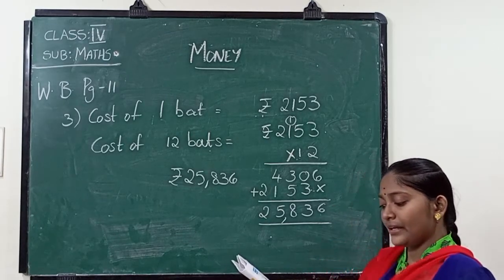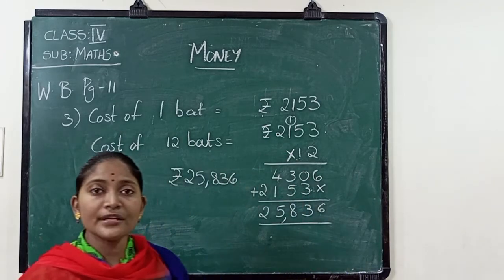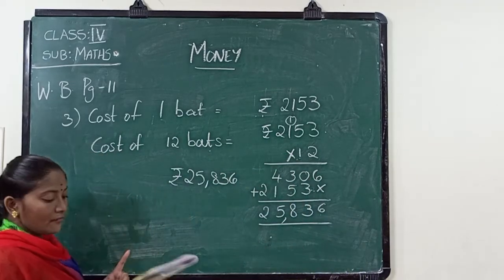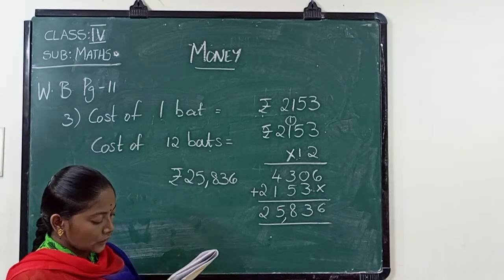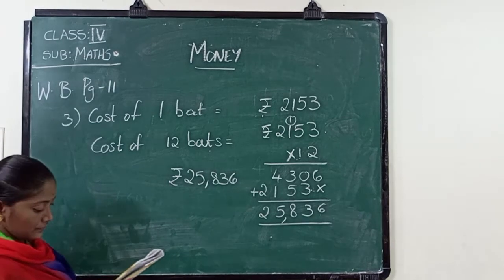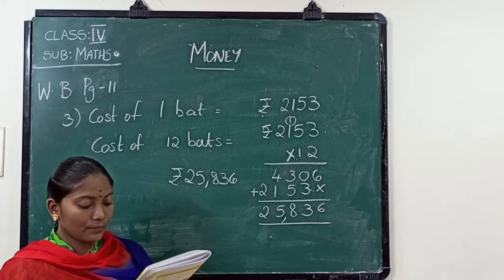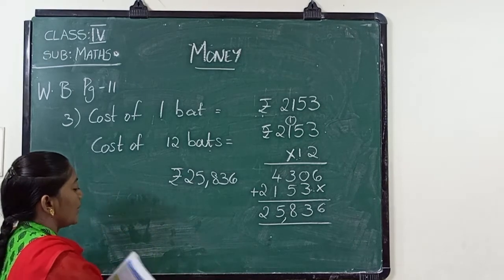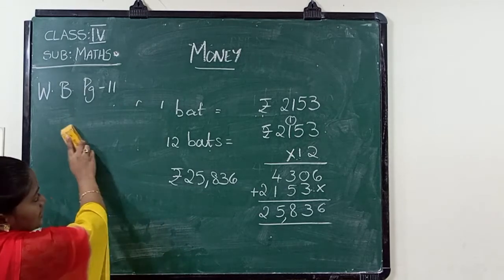Now the next sum. The cost of 3 tickets for a cricket match is 3,720. What is the cost of one ticket? We have to find one ticket cost here. All of you note down the sum. Cost of 3 tickets for a cricket match is 3,720. I am rubbing the board now. This is the fourth sum.